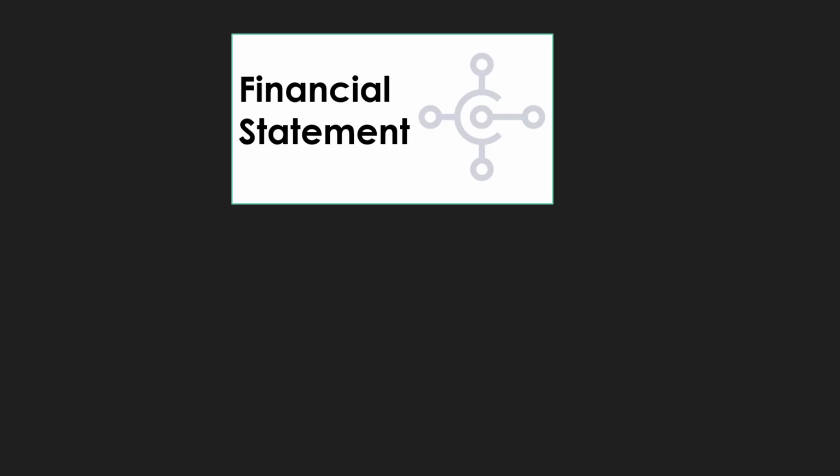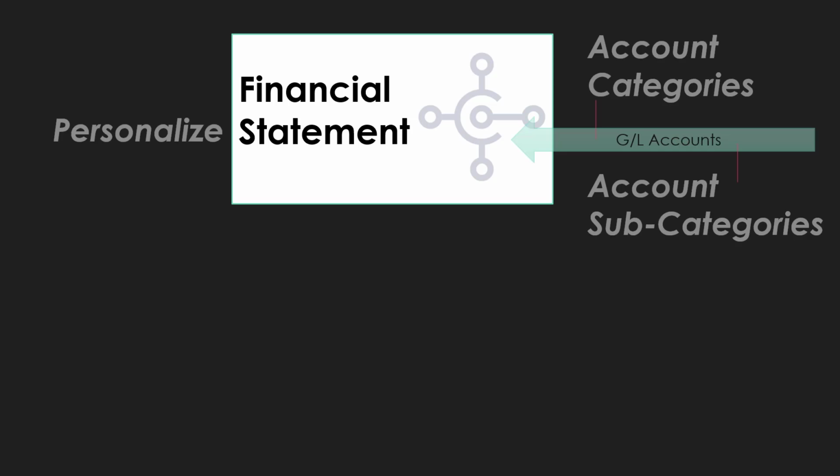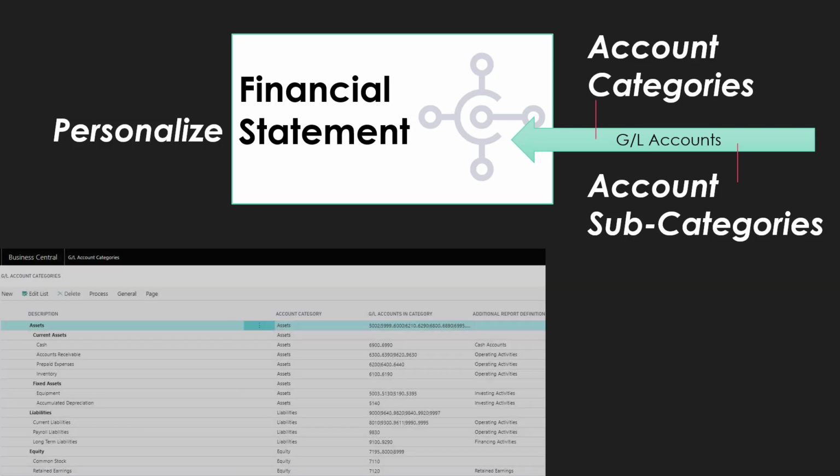Now you can personalize the structure of your financial statements by mapping general ledger accounts to the account categories and subcategories. The GL account categories window shows you the categories, the subcategories, and the GL accounts that are assigned to them. And you can create new subcategories and assign those categories to existing accounts.